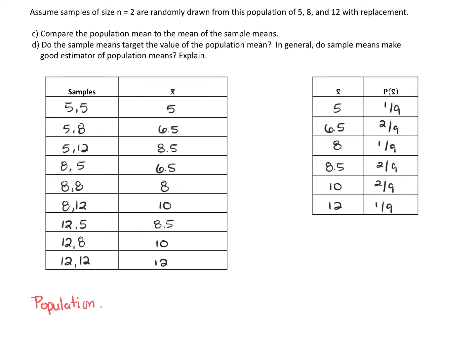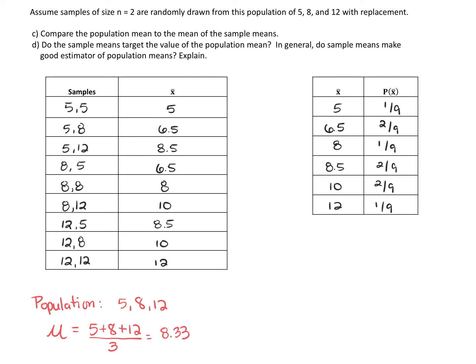Our population is relatively small. It only contains three numbers, the numbers 5, 8, and 12. And so because we have all the values in the population, we can calculate the population mean, which is noted by using that Greek letter mu. To calculate this population mean, we can simply add up all the values in the population and divide by the population size, which is 3. And that gives us a population mean value of 8.33.